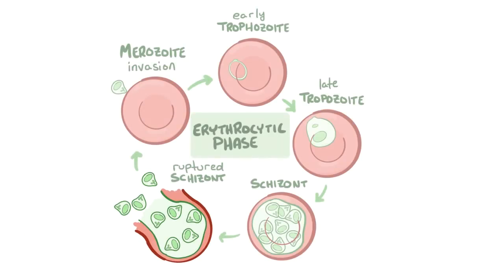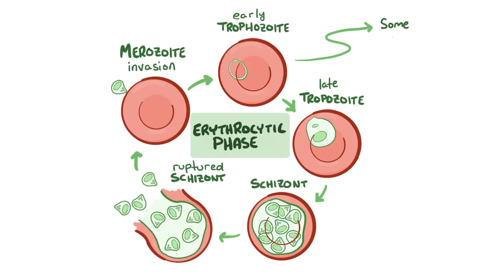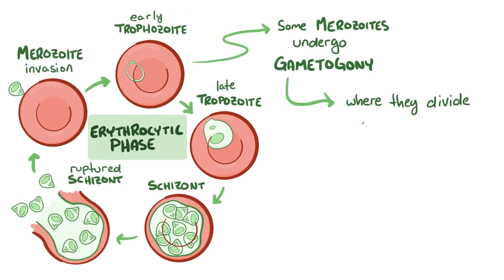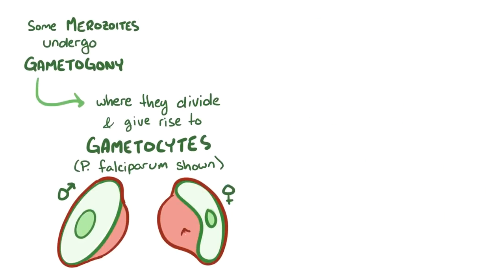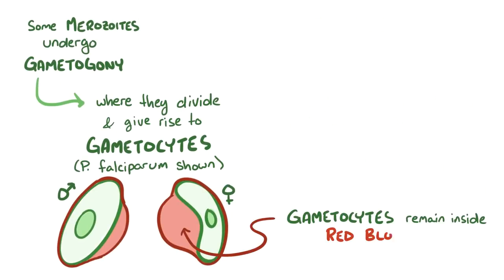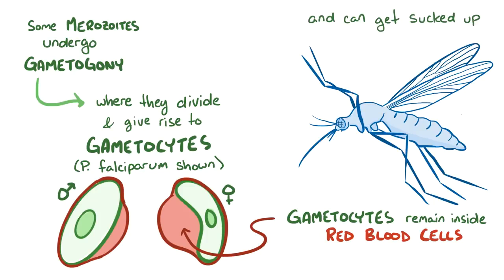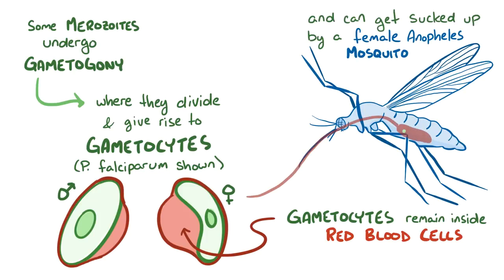Now, instead of going into the erythrocytic phase again, some of the merozoites undergo gametocytogony, which is where they divide and give rise to gametocytes, which are little sausage-shaped sexual forms that can be either male or female. These gametocytes remain inside of a red blood cell and can get sucked up by another female Anopheles mosquito that might take a blood meal from the infected person.